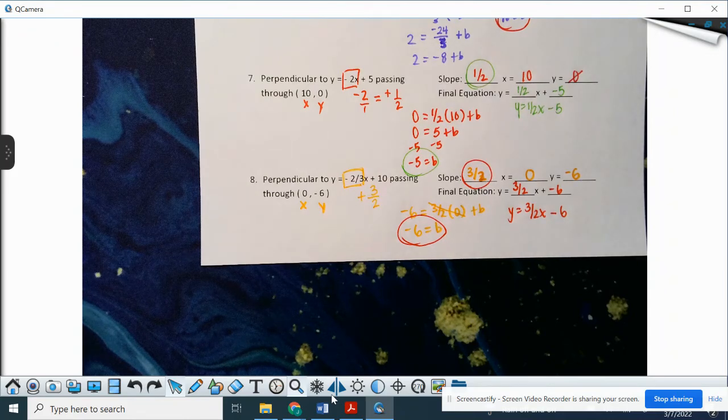So one more time, parallel line slope, exactly the same. Perpendicular, opposite, and flip, otherwise known as reciprocal.